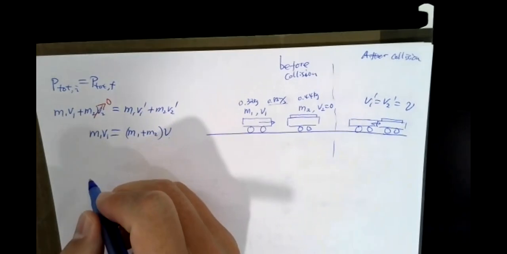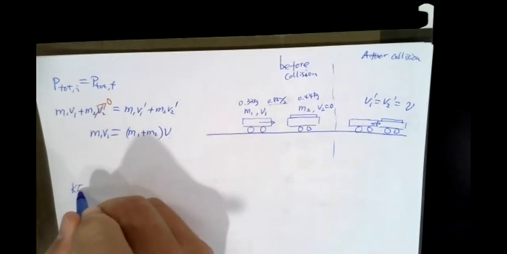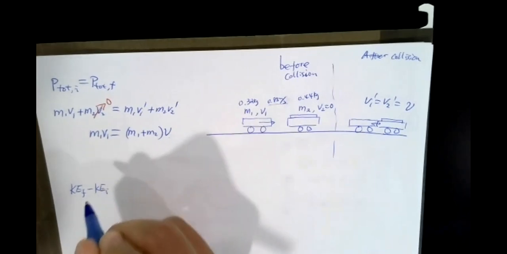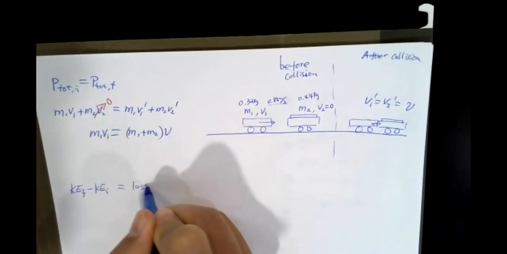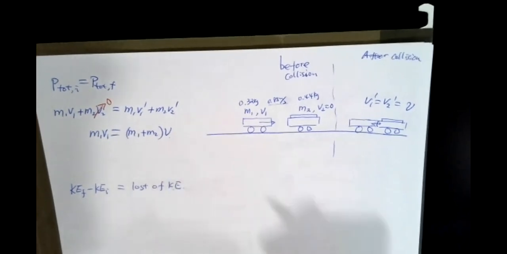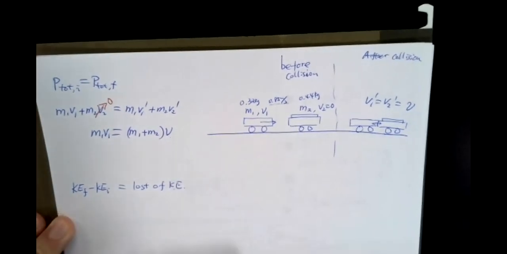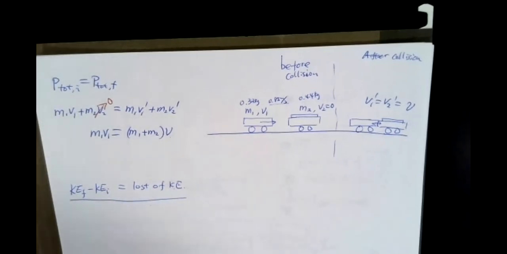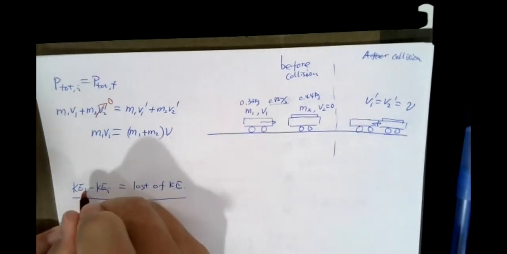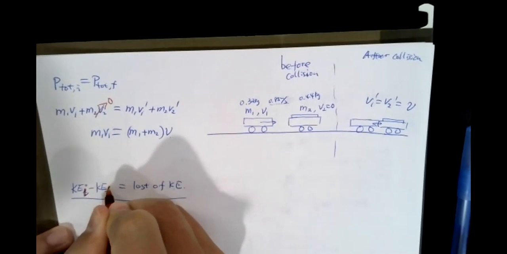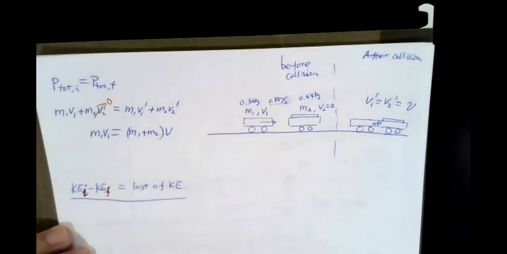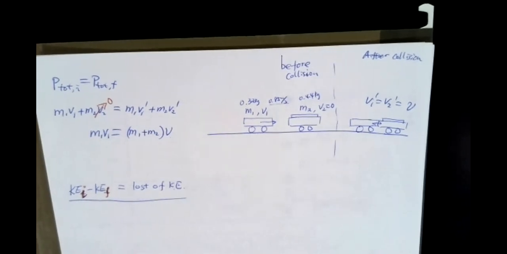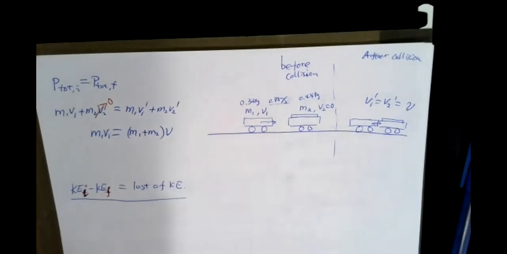Now you are looking for the loss of the kinetic energy, right? So that means you are looking for kinetic energy final minus kinetic energy initial, and that equals the loss of kinetic energy. Sorry, if you didn't know this: when we talk about change in kinetic energy, we do final minus initial. But when we talk about the loss of some quantity, then you do the initial minus the final.